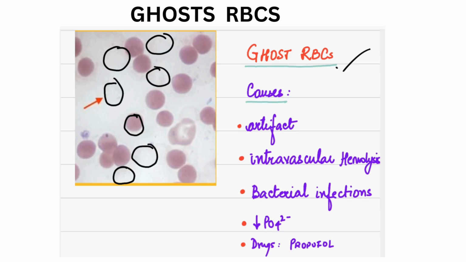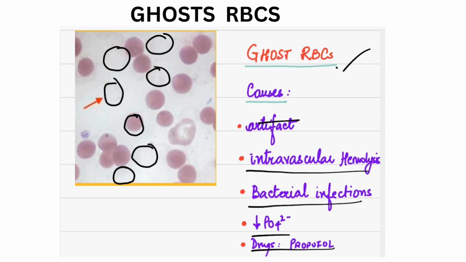And if it's not an artifact, you go for another stained slide, and if it is present on a fresh, clean, good stained slide, then if it is not an artifact, it can be intravascular hemolysis, and it can be because of bacterial infection, it can be because of low levels of phosphorus, and sometimes drugs like propofol. So consider everything before giving it as intravascular hemolysis.